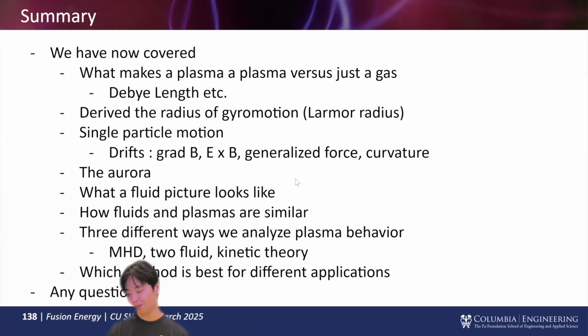So just a summary of what we've covered so far. I know we've covered a lot of ground. What makes a plasma versus just a gas? That is determined by things like the Debye length. We derived the radius of gyro motion, or the Larmor radius. We had single particle motion: grad B, E cross B, generalized force, and curvature drifts. Those are the main drifts that are present in single charged particle motion when we think about plasma physics. We talked about the aurora borealis. We talked about what a fluid perspective on physics looks like, how fluids and plasmas are similar, and then the 3 different ways we analyzed plasma behavior, just learning to model plasmas: MHD, 2-fluid, or kinetic theory. And then we talked about which method is best for different applications.